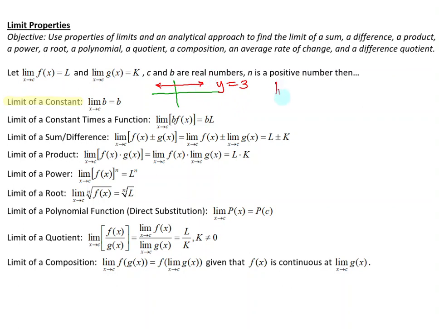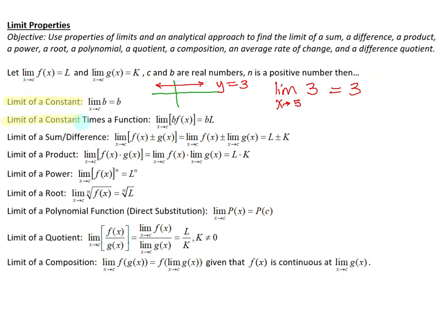So if we do the limit as x approaches any number we want, we could pick 5, of 3, well, no matter where x is going, the y values will always be 3. So we can say the function is approaching 3 because it is always 3. The limit of 3 is 3, no matter where x is going. That property is used quite a bit.